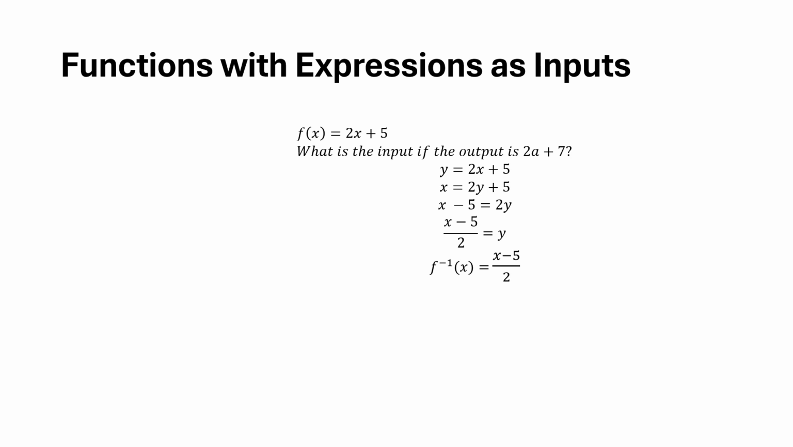5. f inverse of (2a plus 7) equals (2a plus 7 minus 5) divided by 2 equals (2a plus 2) divided by 2 equals a plus 1.